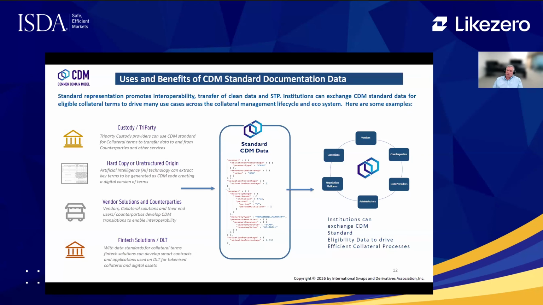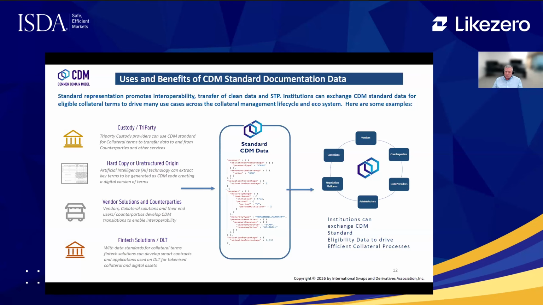And this slide just summarizes the use cases that can come of this standardized data. We're seeing many different members adopt the CDM for varied use cases using standardized legal documentation, such as the CSA or eligible collateral schedules. And that's custody and tri-party, using that to standardize the way that we look at eligibility terms. You can use the CDM. You can use AI to extract information from documentation and generate that as CDM code, creating standardized versions of the data.